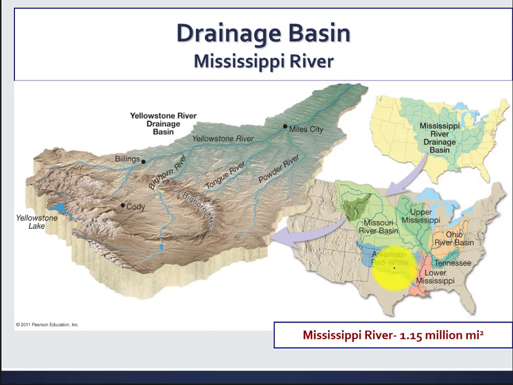We could talk about the Arkansas Red-White river basin or the Ohio River basin, etc. If we look at the Missouri River, it too has tributaries, and one of them is the Yellowstone River. So this is the Yellowstone River drainage basin, which is nested inside of the Missouri River. The bottom line is water that's going to flow into the Yellowstone River is going to be funneled to the Missouri River and ultimately to the Mississippi River and then on to the Gulf of Mexico.